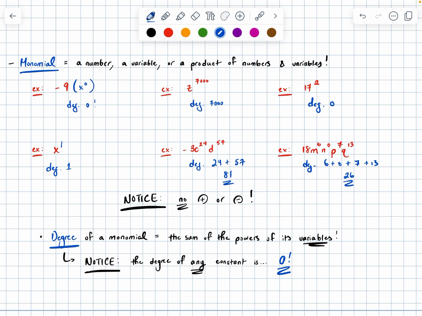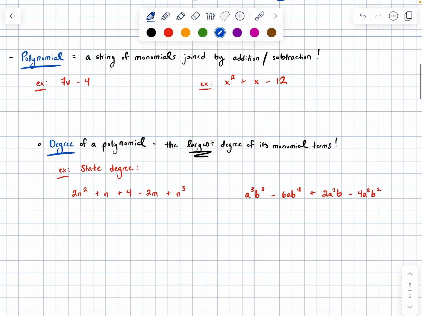Fantastic. Now that we know how to find the degree of a monomial, and in fact what a monomial is, we have everything that we need to talk about polynomials. So where our monomials had no addition or subtraction, when we throw in plus and minus signs, we get our polynomials.